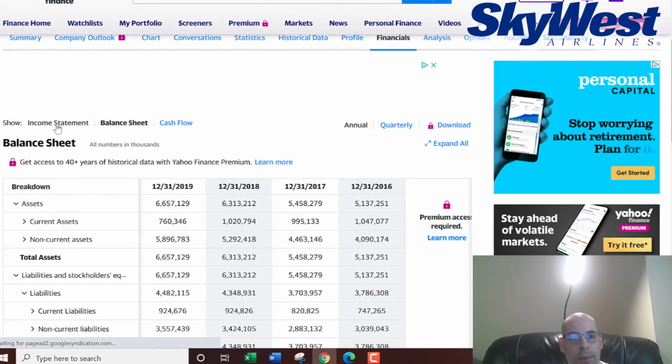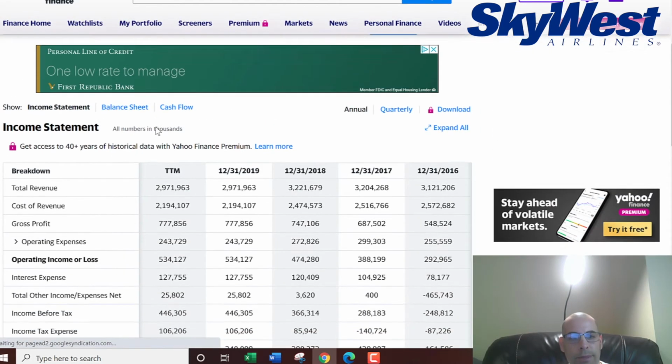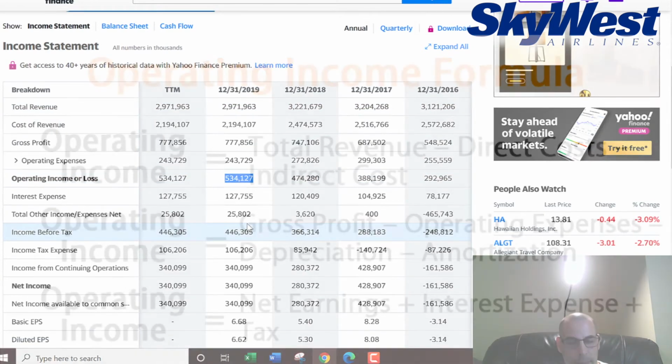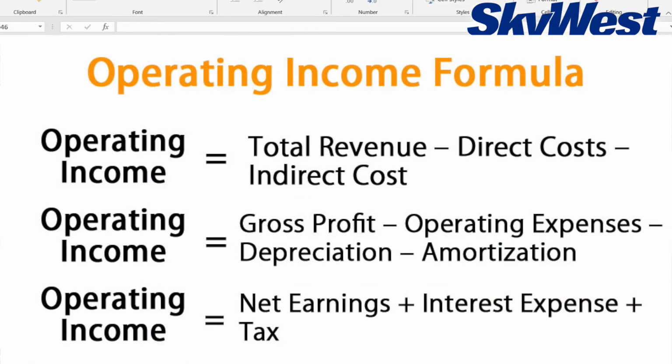And for their EBIT, we'll go back to the income statement. That's earnings before interest and taxes. It's called operating income on the income statement. That's $534 million.